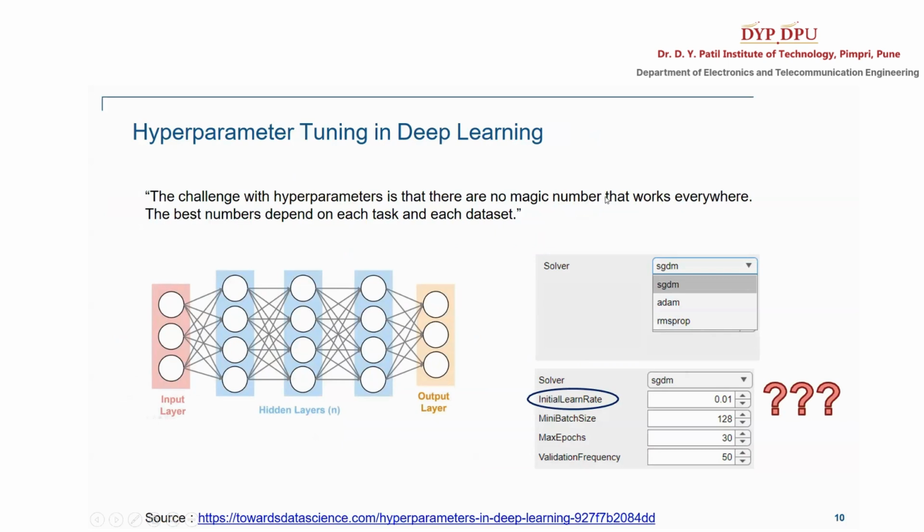The challenge with parameters is that there is no such number that will work everywhere, right? The best settings or best numbers will always depend upon each task and each data set. Among the parameters listed here is which solver we are going to use. We have three solvers: SGDM, Adam, and RMSprop. What would be the initial learning rate? Am I going to keep it too fast? 0.01 is fast. What about 1e-5 or 1e-4? Would it be too slow? What about a number midway between these two values? What about mini-batch size, epochs, and validation frequency? And are these parameters going to play an important role in improving the accuracy of my model? We need to find that out.